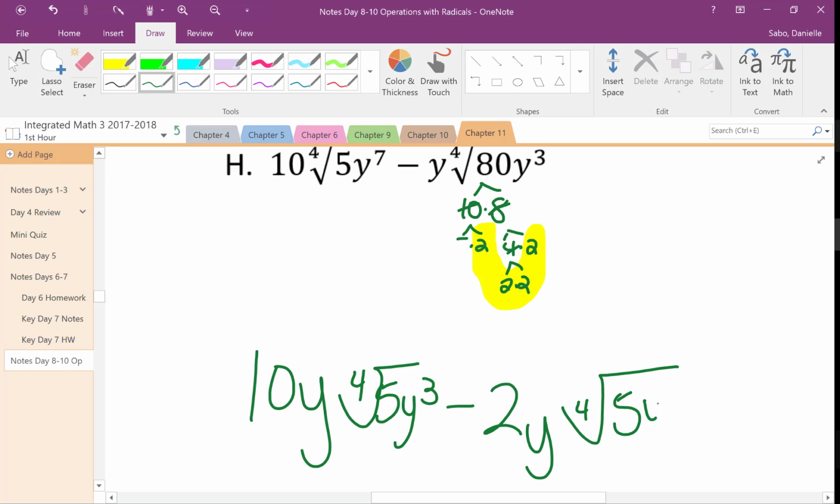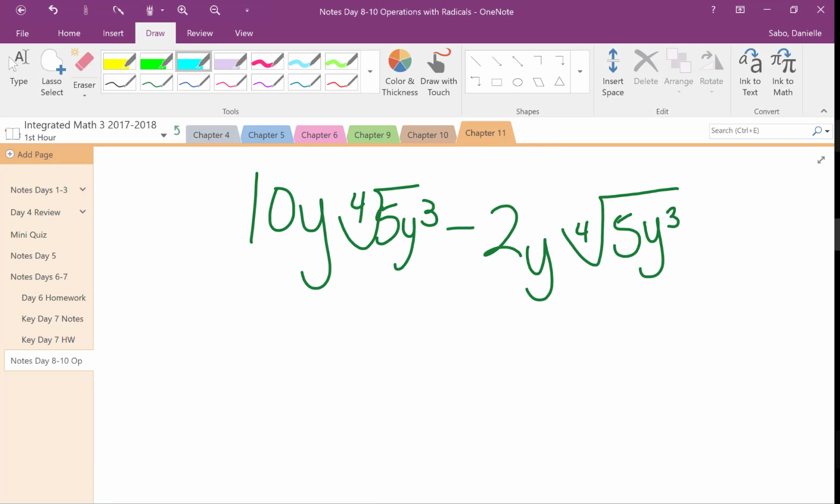5y cubed. And why I got 5 is because this guy is still hanging out right here. That's why that 5's in there. Now we can go ahead and add them or subtract them in this case, and what do you get?